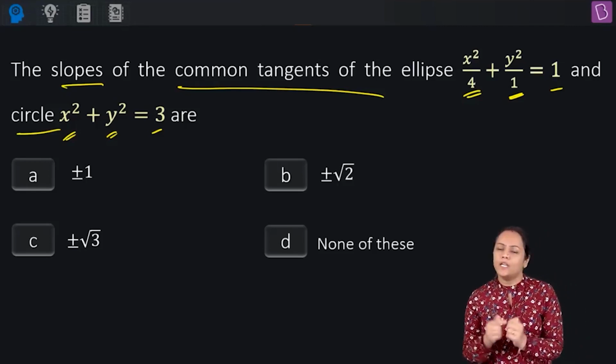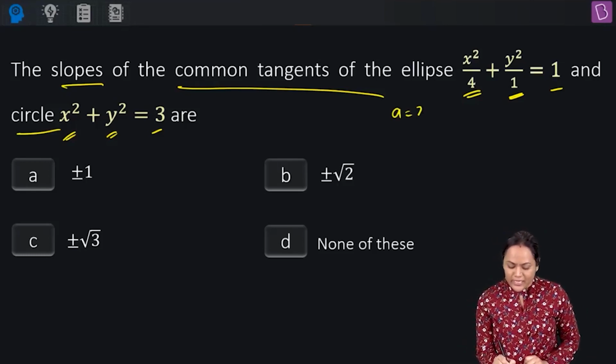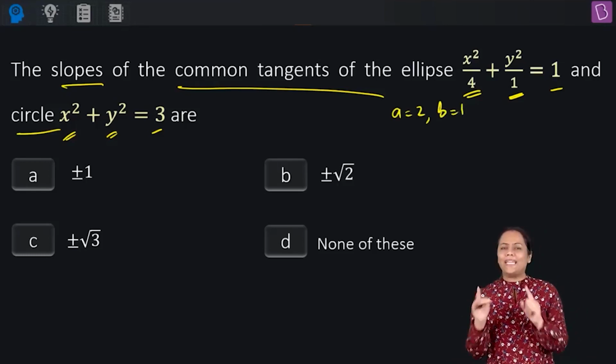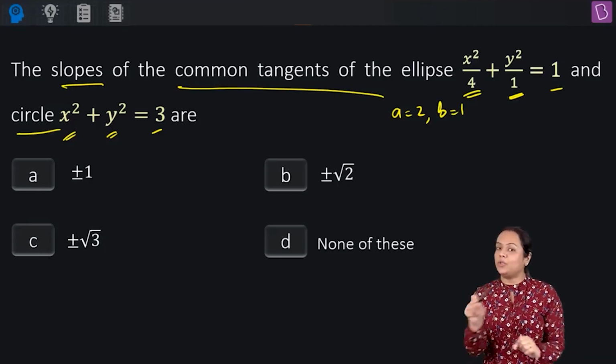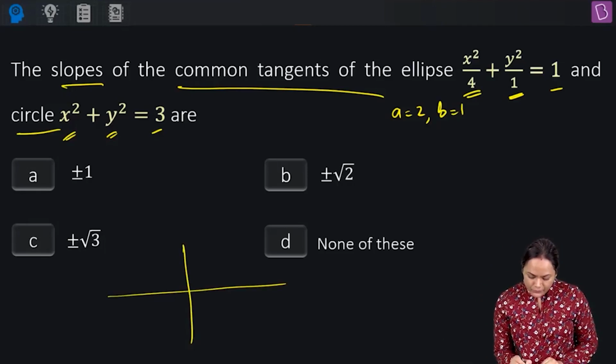So I have a horizontal ellipse. How can I say that? Well, you already know what is the value of A, guys, for the ellipse. The value of A is 2. The value of B is 1. A is greater than B. That means it will be a horizontal ellipse. So this is a horizontal ellipse for us.